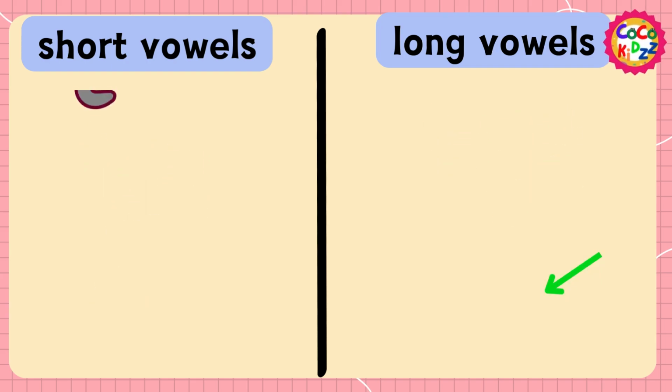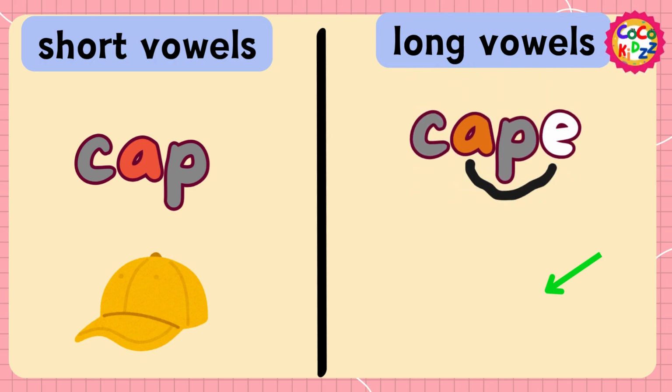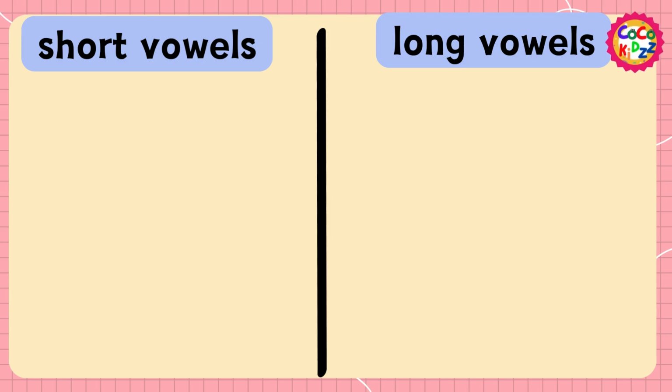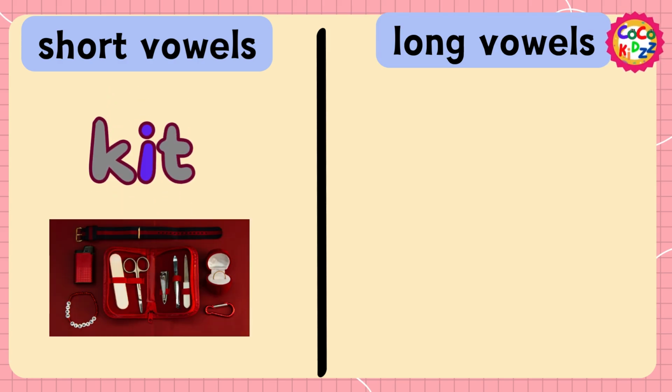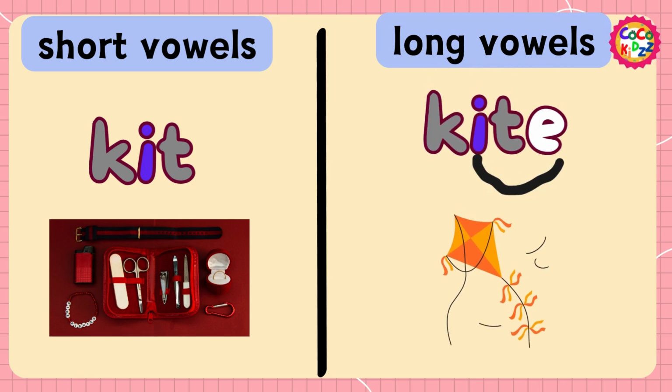Short vowel c, a, p, cap. Long vowel c, a, p, e, cape. Short vowel k, i, t, kit. Long vowel k, i, t, e, kite.